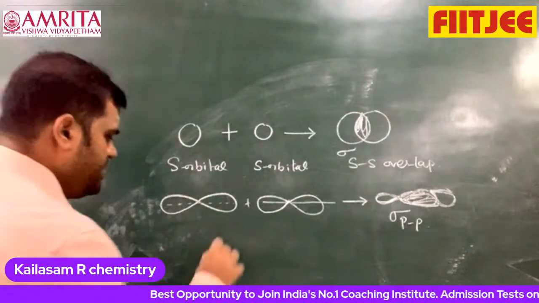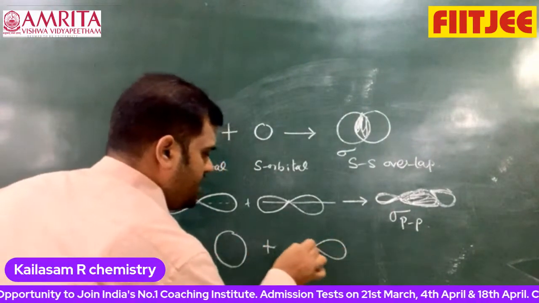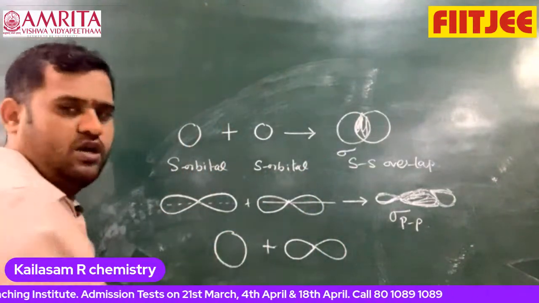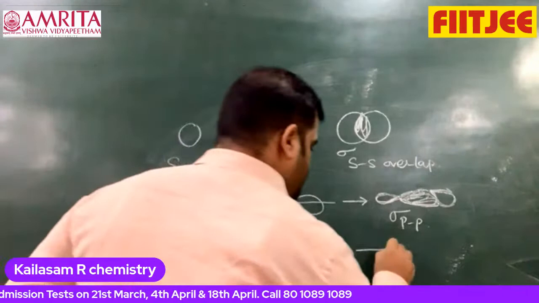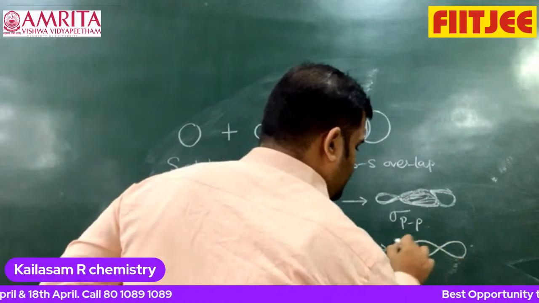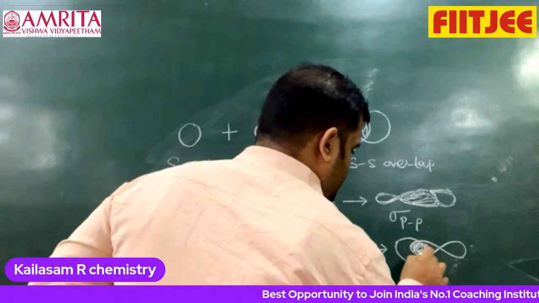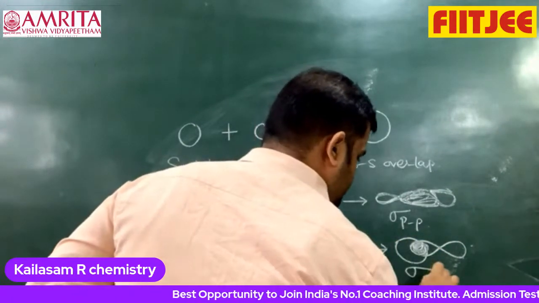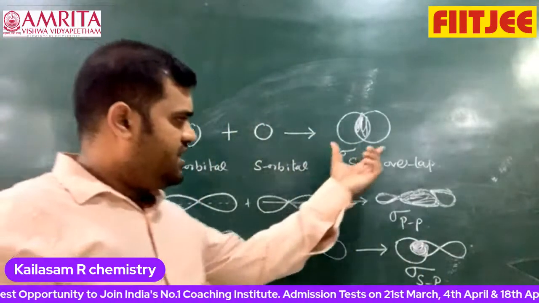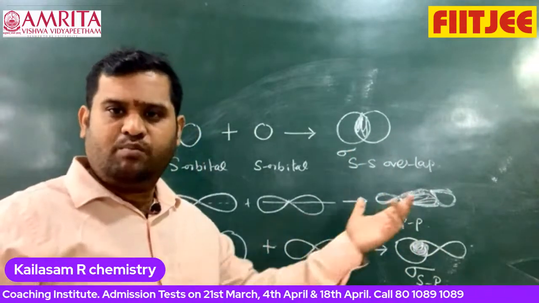Now come to the point. This is S orbital plus this is P orbital. You can have sigma bonds: SS sigma bond, PP sigma bond, SP sigma. Which sigma bond is stronger? PP is stronger.